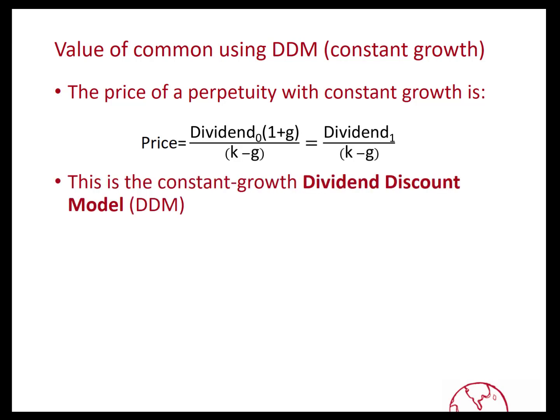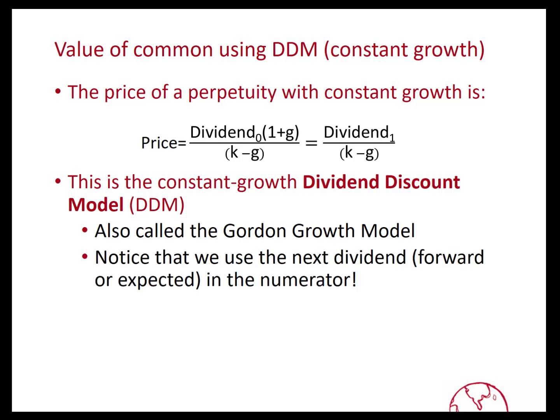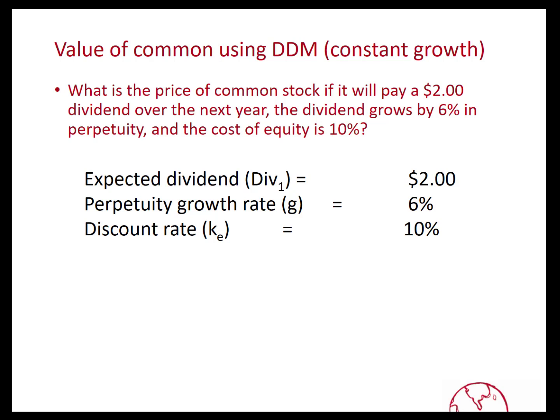We call this the constant growth dividend discount model. Some people also call it the Gordon growth model, after Myron Gordon, who was the first one to set it out. Just remember, you have to use the dividend one period in the future when calculating a constant growth dividend discount model. Let's take a look.